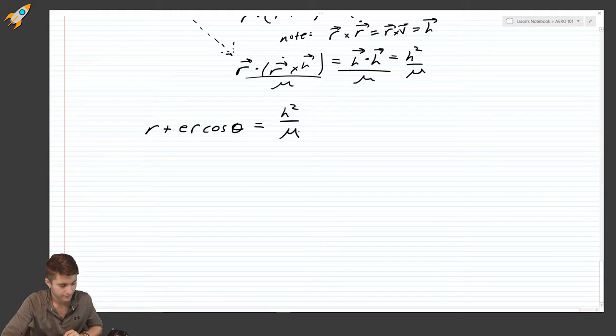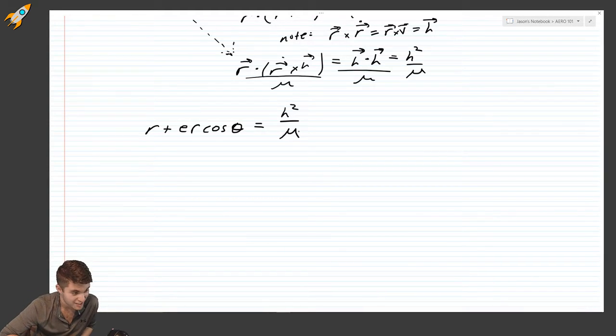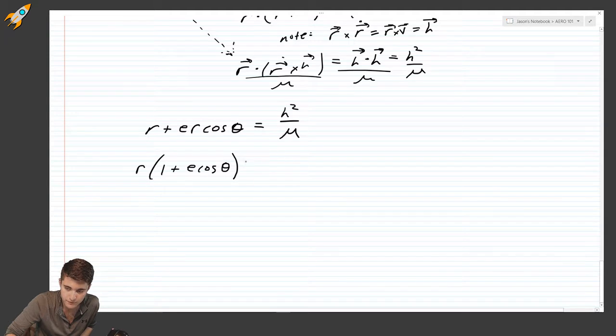Guys, do you see a single time derivative in there? No. We put everything on the same playing field. There are no time derivatives in there. There's no derivative of an object. There's nothing. We put everything on the same exact playing field. So let's simplify a little bit. We can take r out on this side: r times 1 plus e cosine of theta is equal to h squared over mu.